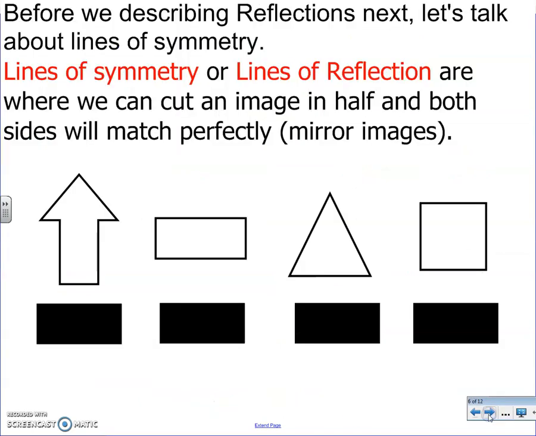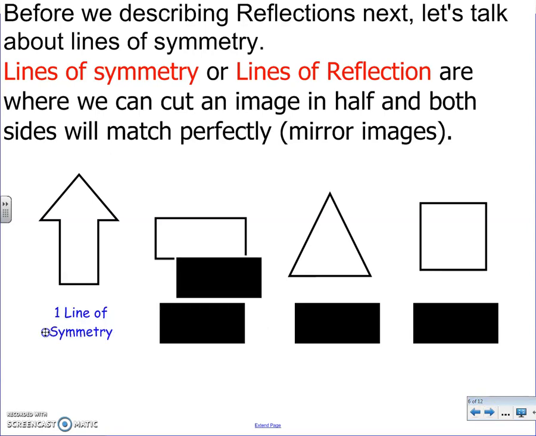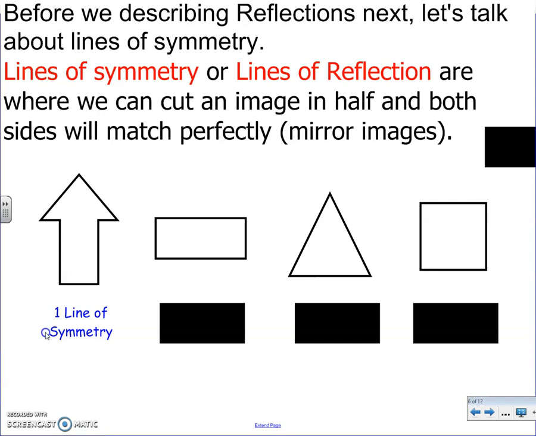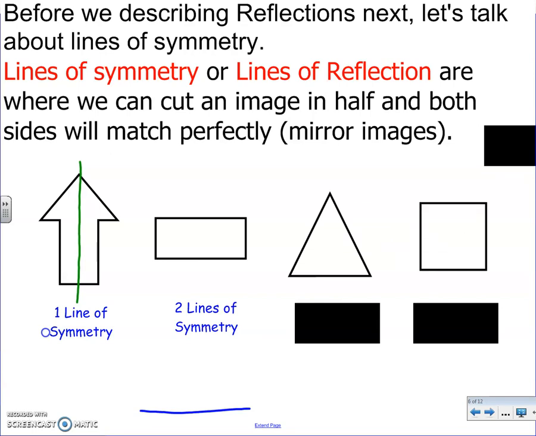All right, next. We're going to do reflections. We're going to talk about lines of symmetry. A line of symmetry or line of reflection is where we cut an image in half and both sides match perfectly or are mirror images of each other. So I have this arrow pointing up. There's only one line of symmetry. If I cut it right down the middle right here, it's the same on both sides. I could fold it in half right there. If I try to draw a sideways line, can I fold it right there? Would they match perfectly? No. If I move down here, would they match perfectly? Answer is no.